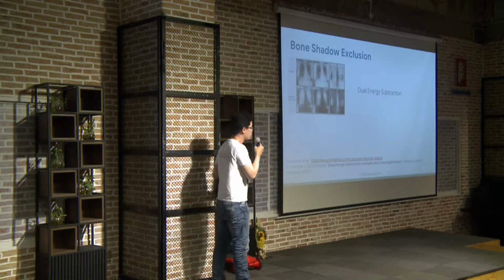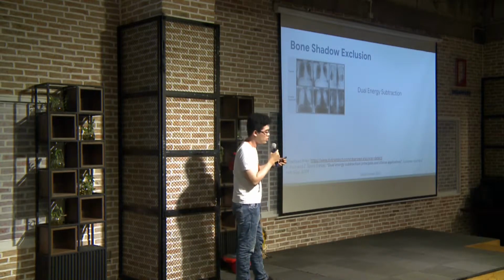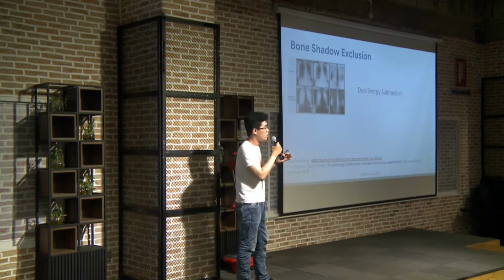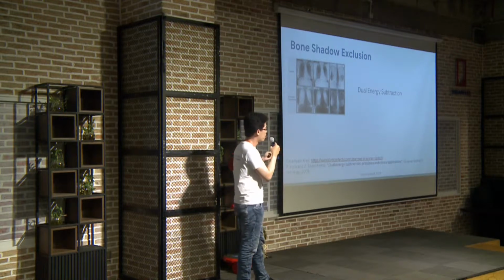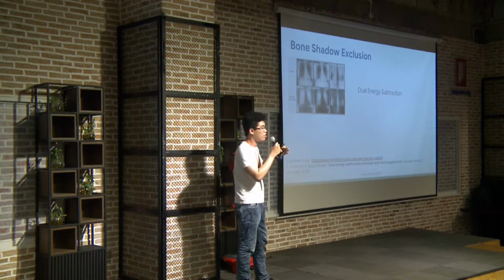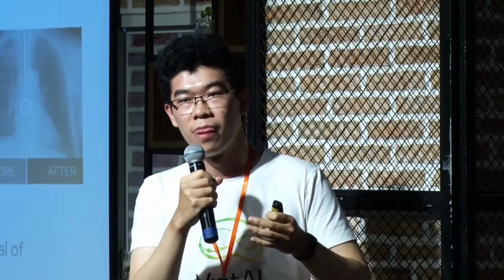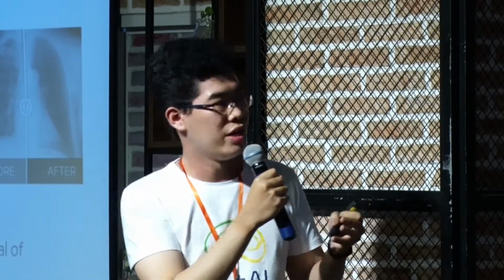Traditionally, if the doctor wants to build a soft tissue image, actually the bone shadow exclusion image, they need to capture two different X-ray images with two different X-ray levels. This method is very harmful for the patients. So we build a deep learning model that can remove the bone shadow with only one shot. And these models are used in modern X-ray devices.